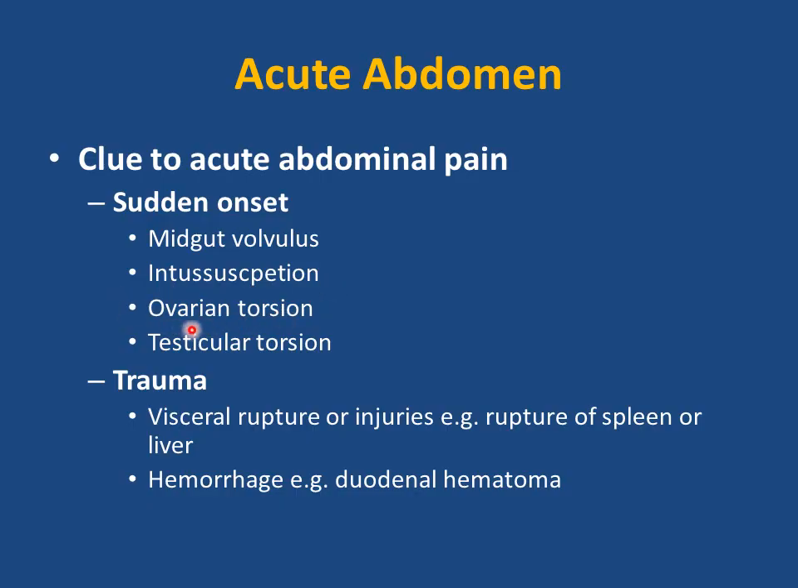Ovarian torsion: in any female presenting with abdominal pain, ovarian torsion must be in your differential. Any boy presenting with acute abdominal pain, the testes must be examined because of the possibility of testicular torsion as a cause of abdominal pain, and you have only a few hours to save it. Trauma is also a possible cause of acute abdominal pain, for example visceral rupture or injuries like spleen or liver rupture. Also hemorrhage, for example duodenal hematoma. Child abuse must be considered in this case. Also, this is very common with bike injuries, when the handle hits the epigastric area.